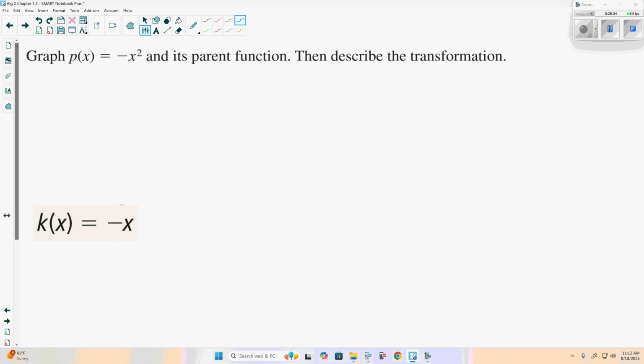But if we look at this here, graph p of x equals negative x squared and its parent function. We want to determine what the parent function is for this negative x squared. Well, if we look at our three main types, which one has a square? Quadratic, it is a quadratic function.